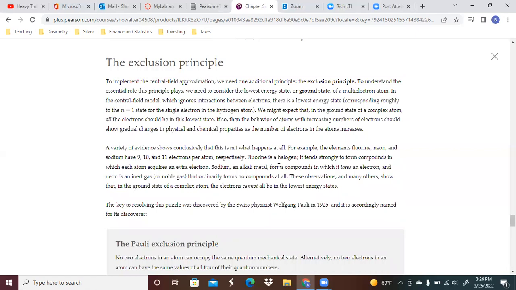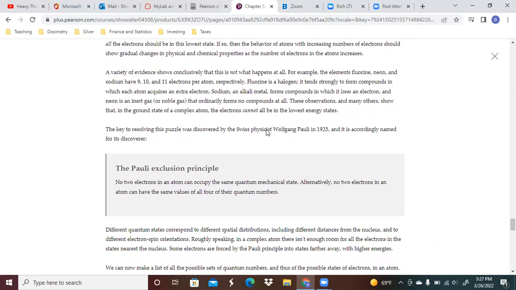corresponding to n equal to 1 for the single electron in the hydrogen atom. We might expect that in the ground state of the complex atom, all the electrons should be in this lowest state. If so, then the behavior of atoms with increasing numbers of electrons should show gradual changes in physical and chemical properties as the number of electrons in the atom increases. A variety of evidence shows conclusively that this is not what happens.